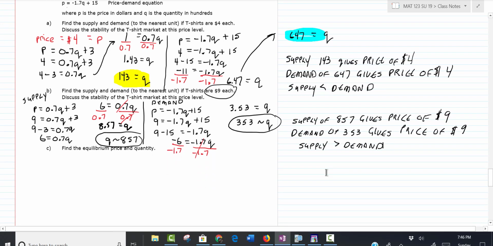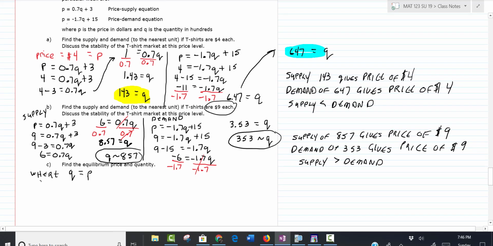Okay, so next thing we're going to do is find the equilibrium price. So the equilibrium price is where the quantity supplied is equal to the quantity demanded. So we're going to find the equilibrium price and quantity. So what we're going to do is solve this system of equations. So I'm going to go ahead and let's write down the system. We have P is 0.7 Q plus 3, and P is negative 1.7 Q plus 15.